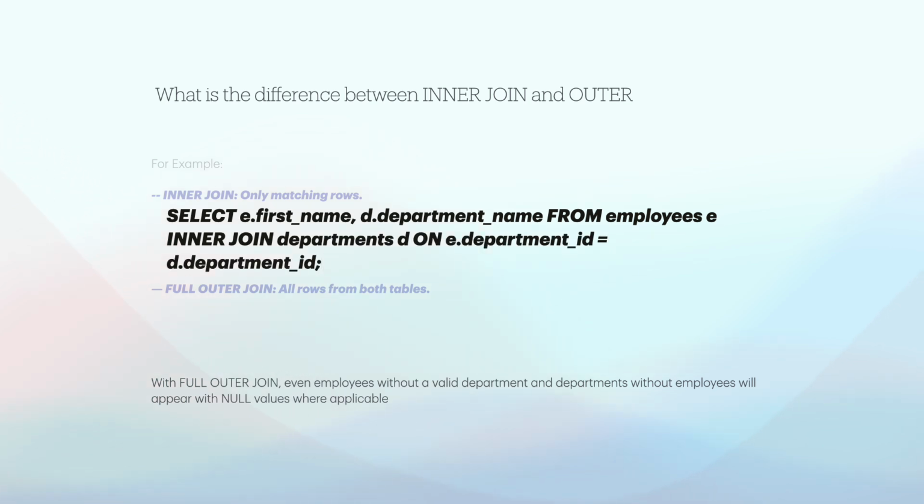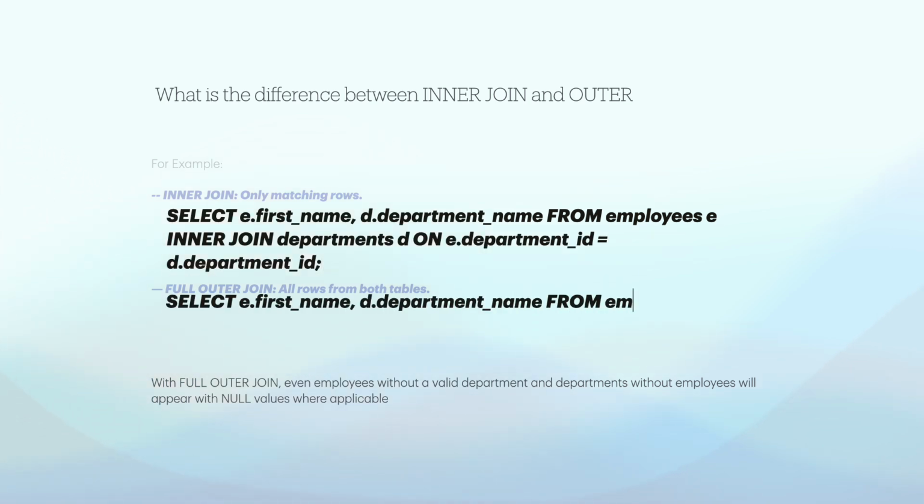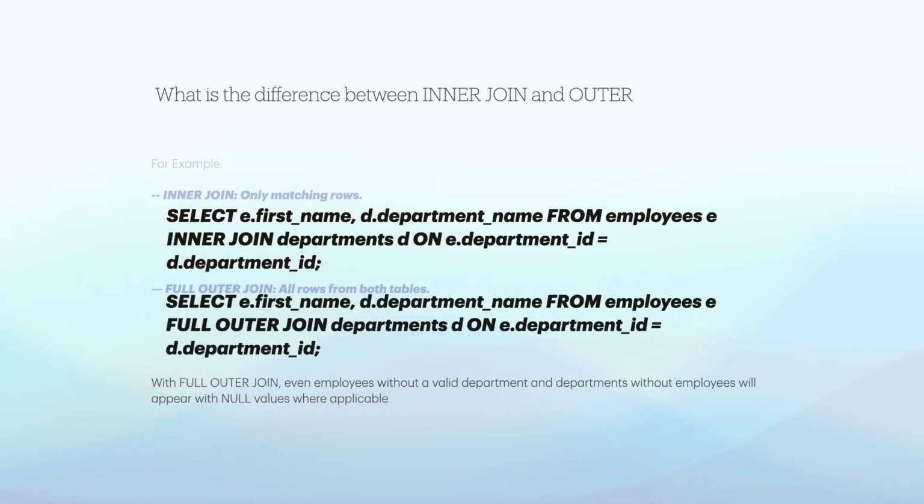So example for inner join we have already seen. Full outer join, we are joining on department ID from both the tables. With full outer join, employees without a valid department and departments without valid employees will also appear with null values wherever it is applicable.